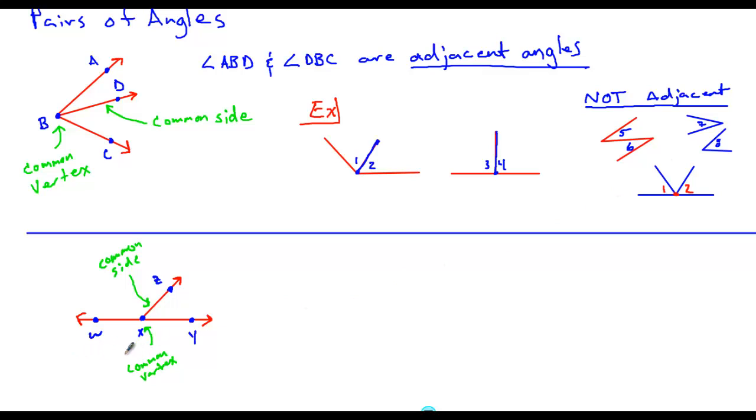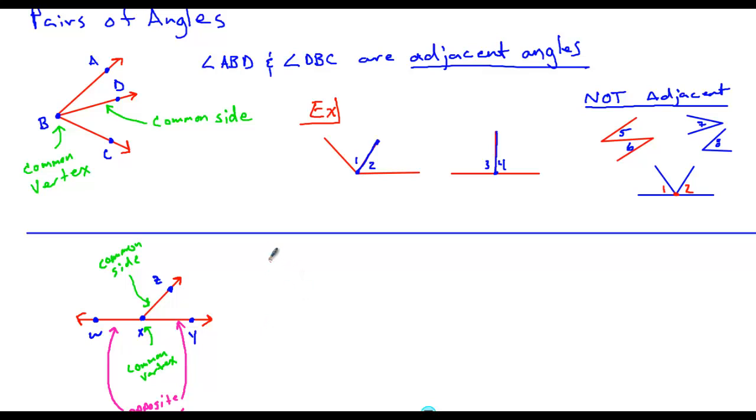They're going to be adjacent angles whose non-common sides form opposite rays. This is the common side, and these are the non-common sides. That is a fancy way of saying they're going to be adjacent angles that make a line. Okay, this right here, WY, is a line.